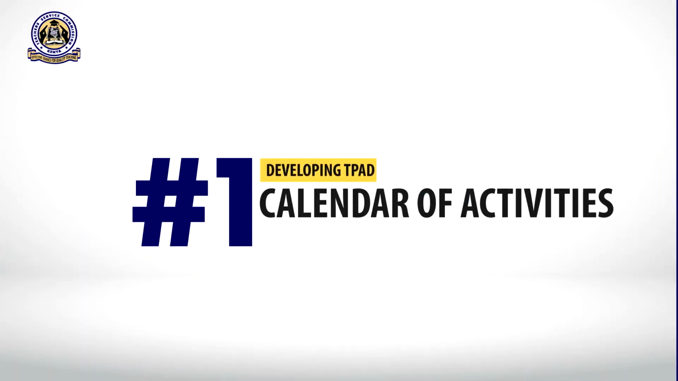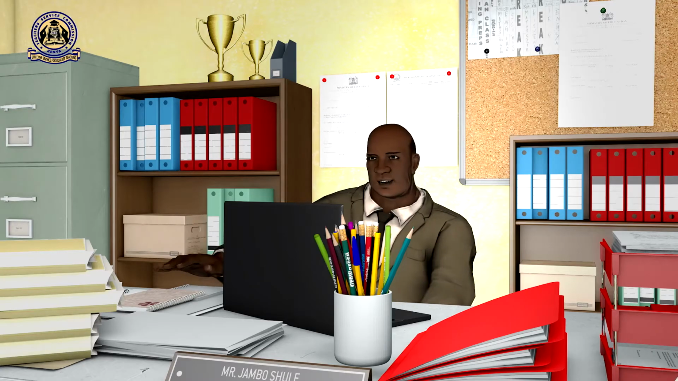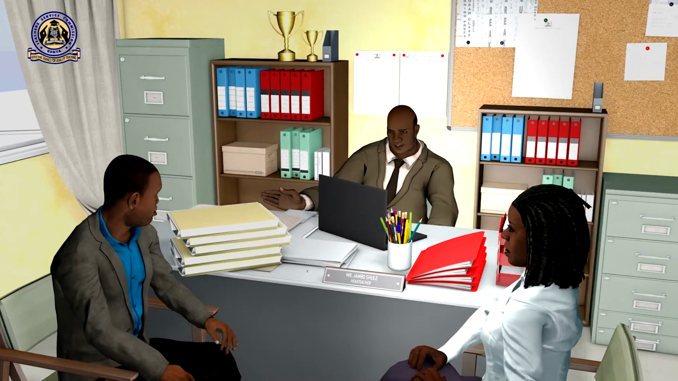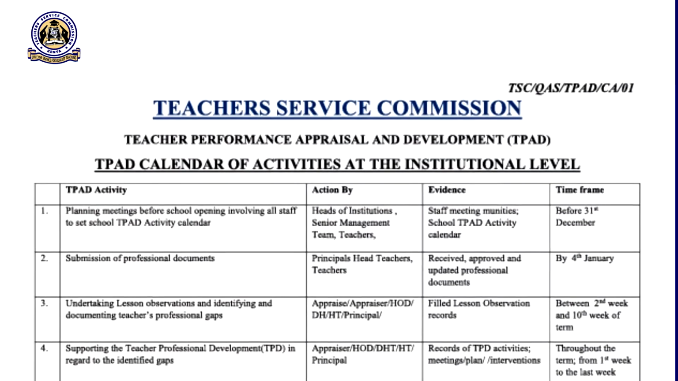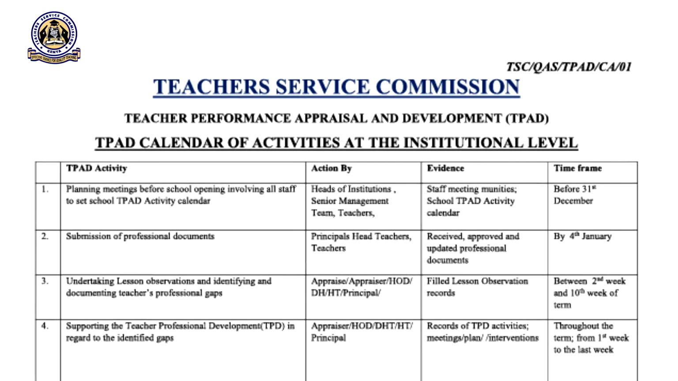Step 1. Developing the TPAD Calendar of Activities. Before the beginning of the term, your head of institution will call for a meeting with all the senior management staff, who include the deputy head of institution, senior teachers and heads of departments, to adopt or customize the TPAD Calendar of Activities based on the calendar provided by the TSC.